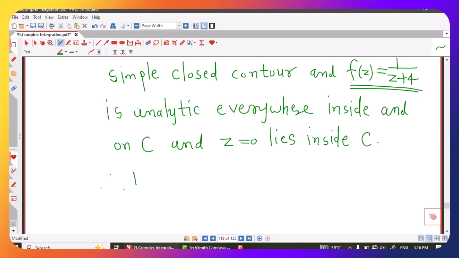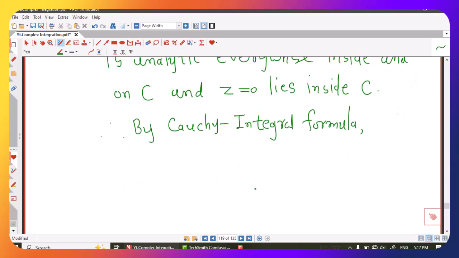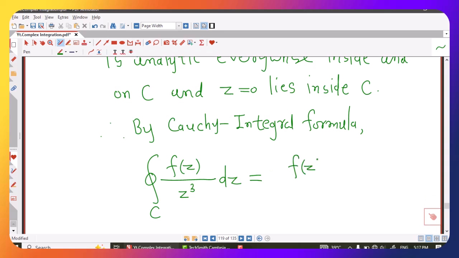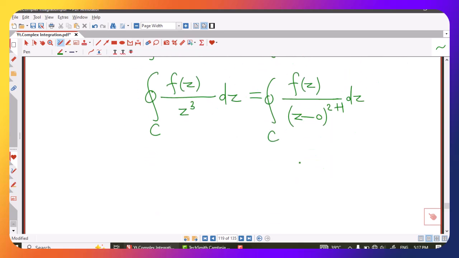So we have to first write all these things, and therefore by Cauchy integral formula we have integral of f of z divided by z cube with respect to z along the circle mod z equal to 2. This I can rewrite as f of z divided by cube of z minus 0, that is 2 plus 1, integral along contour C, and this by Cauchy integral formula. Here n equal to 2.